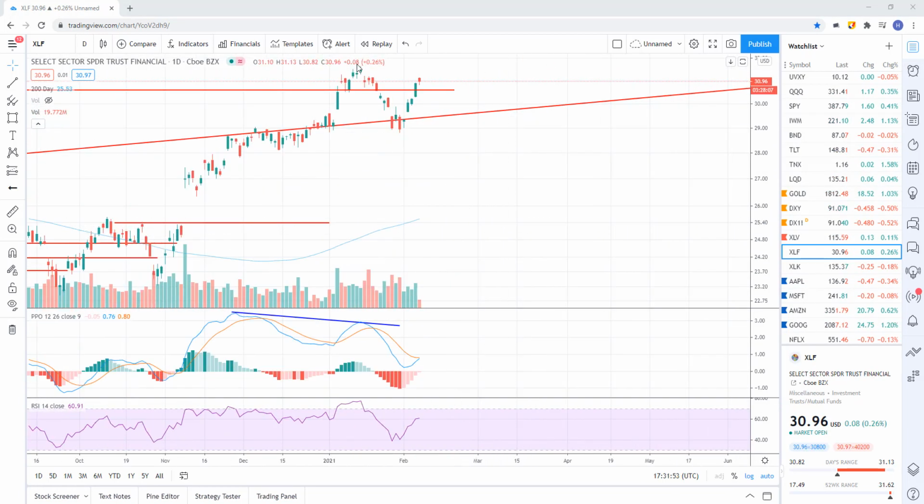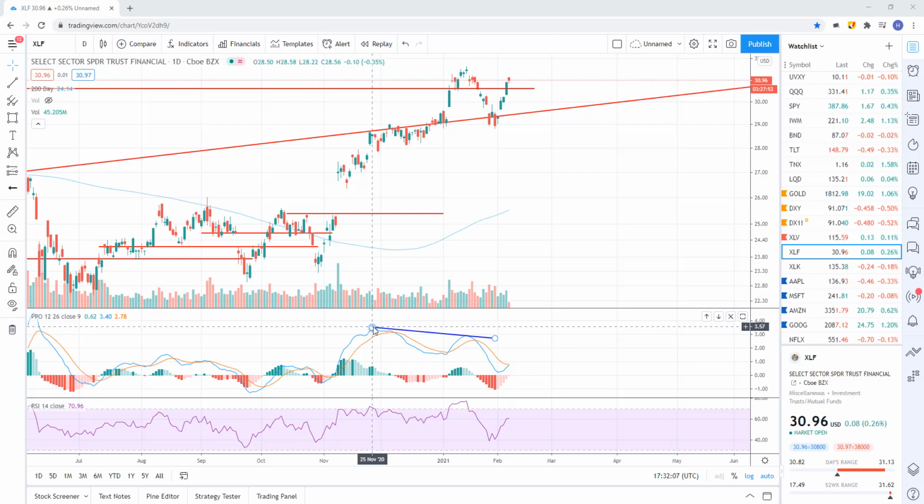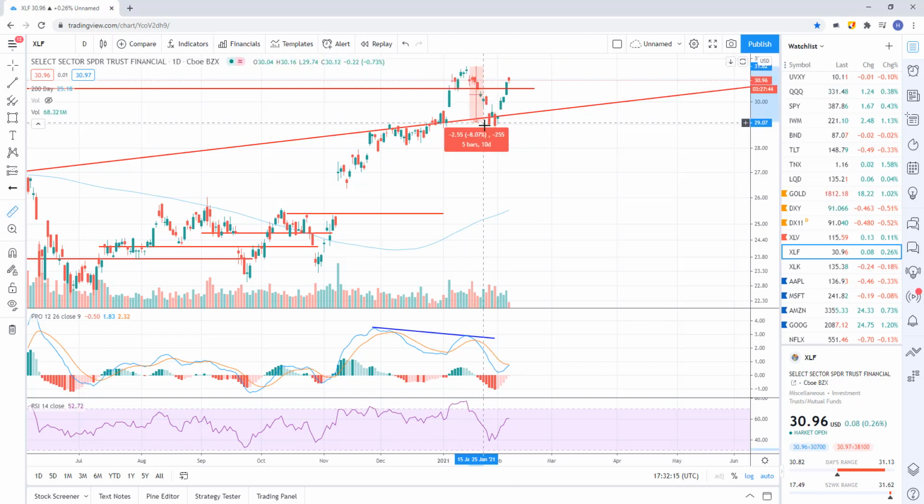Financials are just chopping around above support. Support right now is this upward trend line, and that's where we've held so far. So financials in general still look kind of bullish from price, but if you look at momentum on the daily, we've got negative divergence right there. So this was your negative divergence. Yes, it did play out for a drop. We did get a pullback of about 8%. I don't know if that's enough to satisfy this.